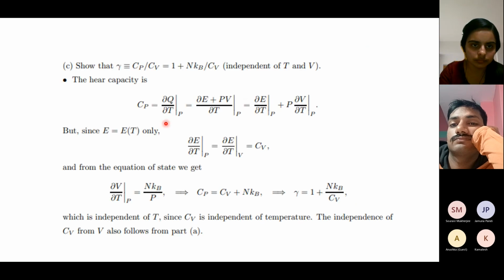So here, this is your expression for the heat capacity at constant pressure. This is the first law of thermodynamics that we are using, and this is what we get. Here we have taken P out because P is constant. And then we are using the concept that E is only a function of temperature, which we have already proven. So that means dE/dT at constant pressure should be equal to dE/dT at constant volume, and dE/dT at constant volume is actually Cv, which is known to us. Is this clear?